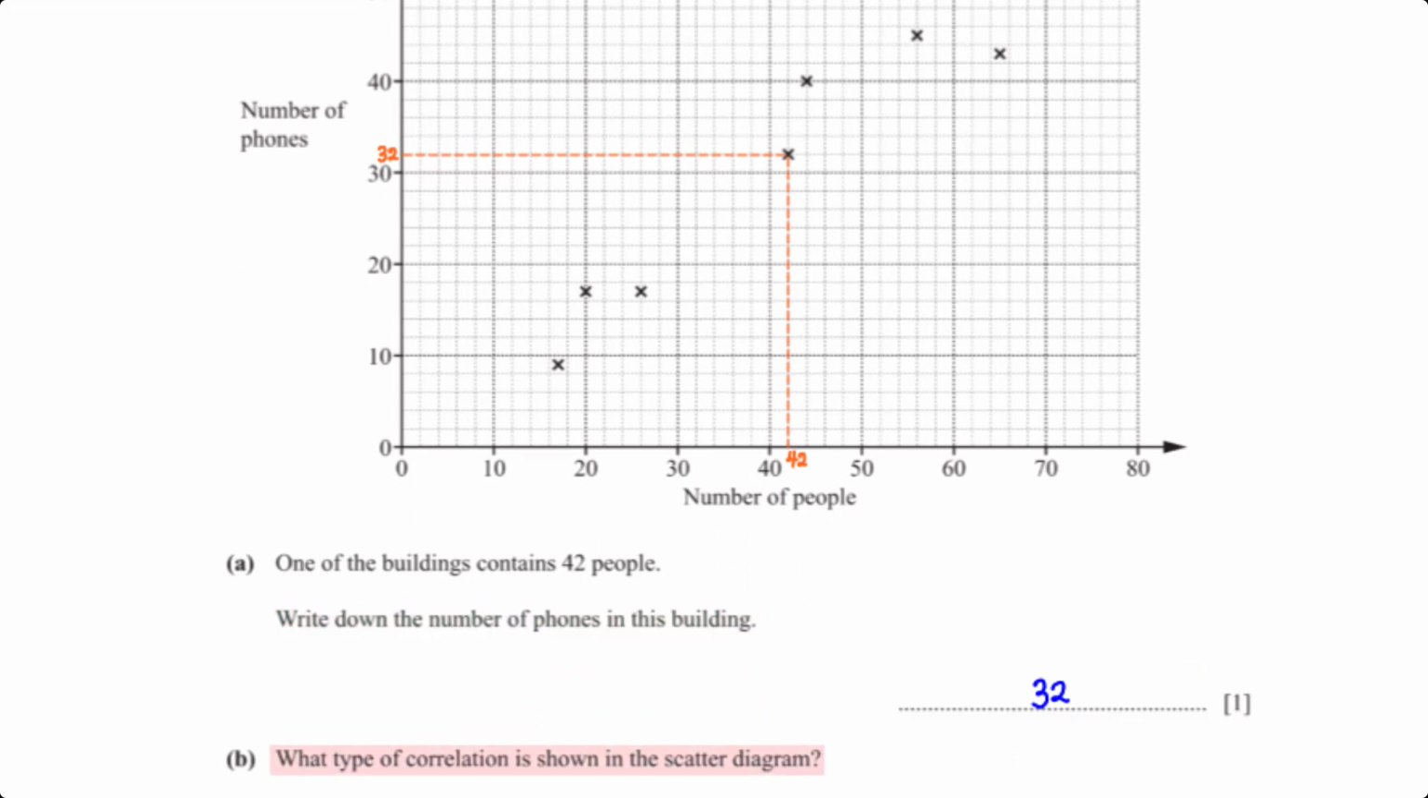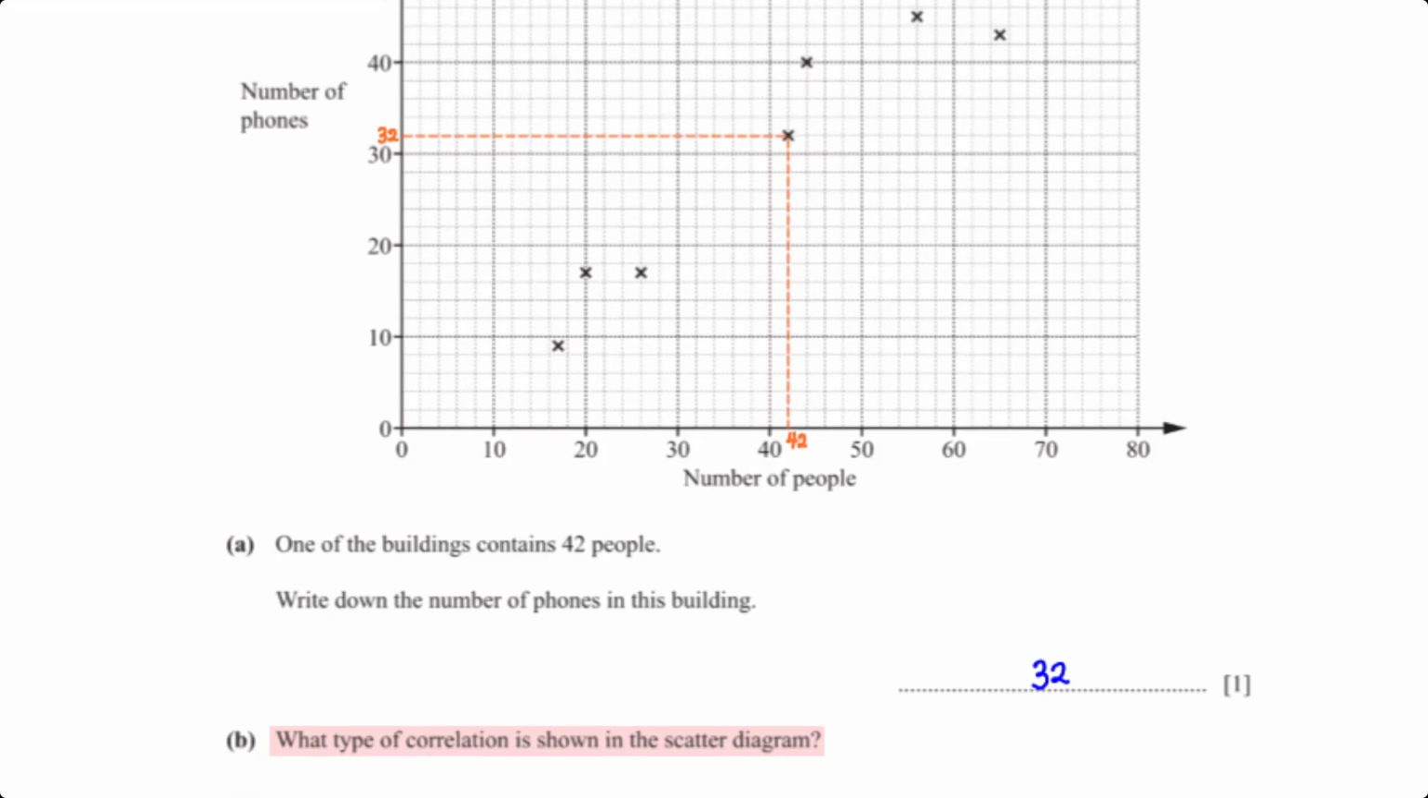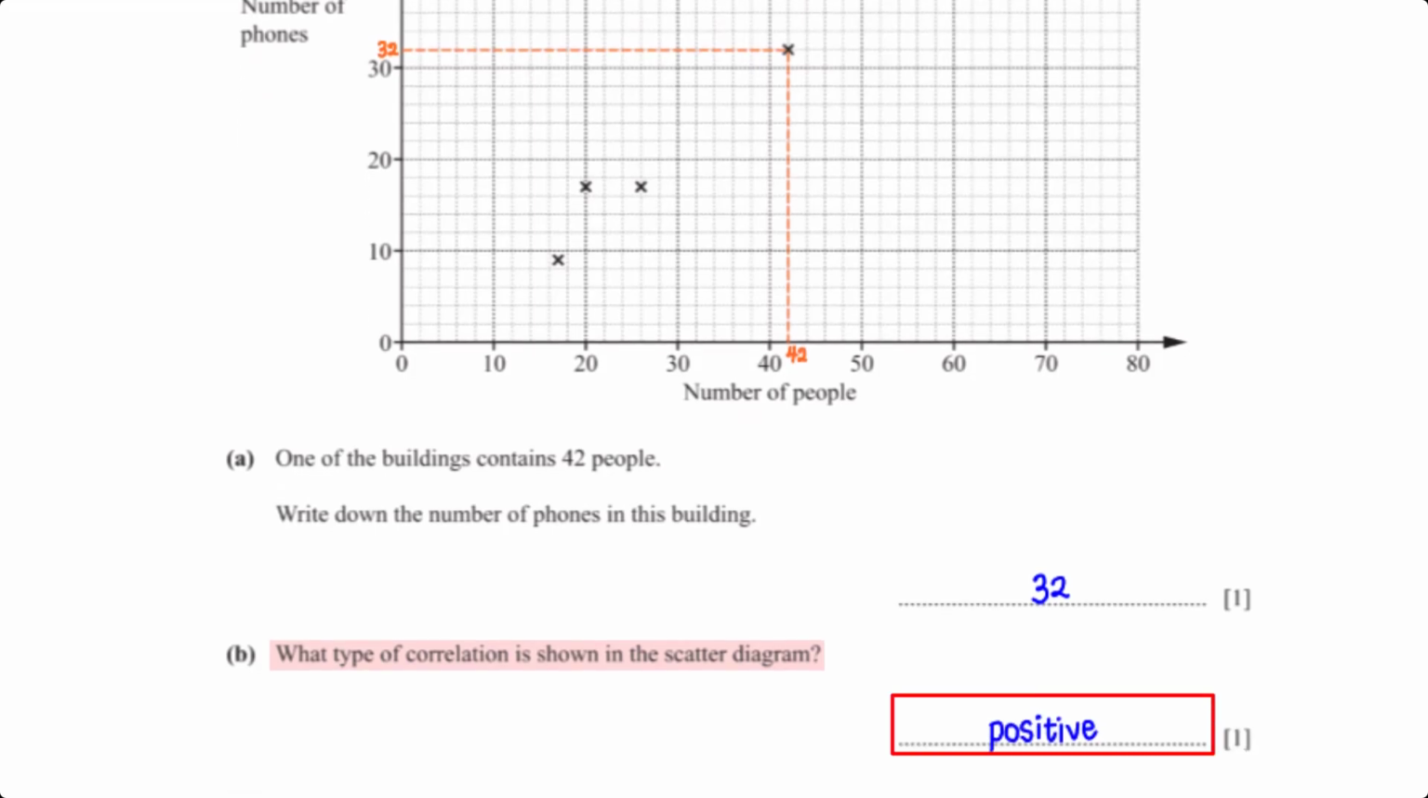What type of correlation is shown in the scatter diagram? From the points on the grid, we see that as the number of people in a building increase, the number of phones generally increase as well. This is a positive correlation.